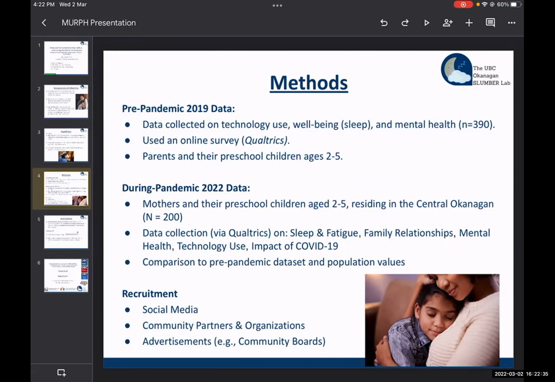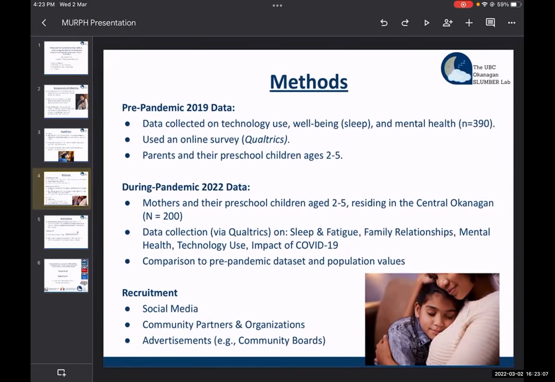The questionnaire will ask about parent, child, and partner relationship quality, child sleep duration, parental sleep quality and fatigue, child and parental well-being and mental health, and child and household socio-demographic characteristics. Participants will be recruited through social media, community partners, and community boards. We have currently submitted the ethics application and will begin data collection soon.